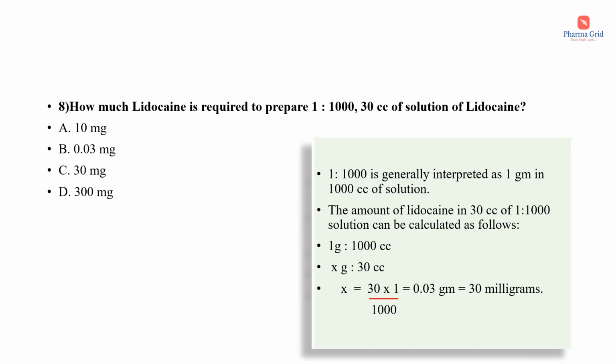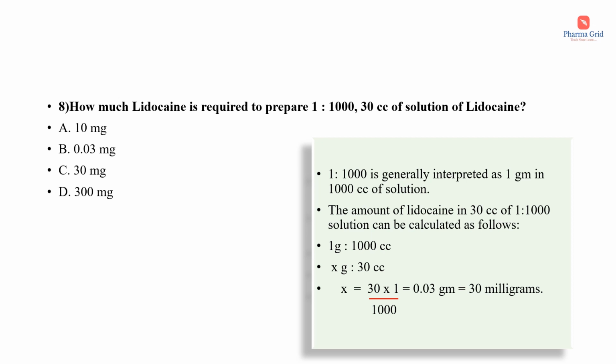Question number 8. How much lidocaine is required to prepare 1:1000 30 cc of solution of lidocaine? 1:1000 means 1 gram in 1000 cc of the solution, or 1 gram per 1000 ml of the solution. 30 cc means 30 ml. So the amount of lidocaine in 30 cc of 1:1000 solution can be calculated as follows. 1 gram is present in 1000 cc. Let it be X gram present in 30 cc or 30 ml.